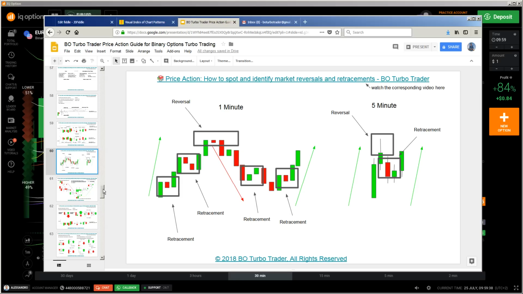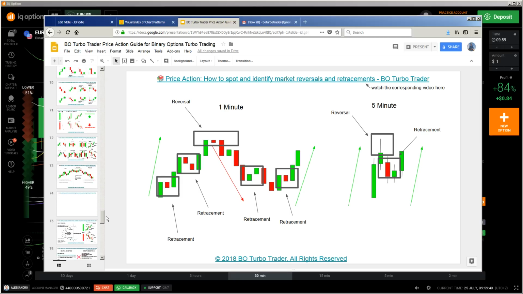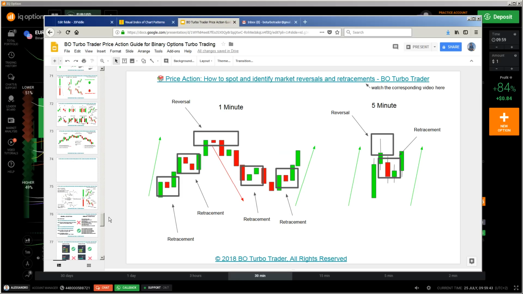You can find the link of this ebook in the description. It contains the most important candlestick patterns, chart patterns, binary option turbo trading concepts, market conditions, trend identification, rejection, candlestick math, and many more concepts which can be applied to any kind of time frame and any kind of financial instrument.